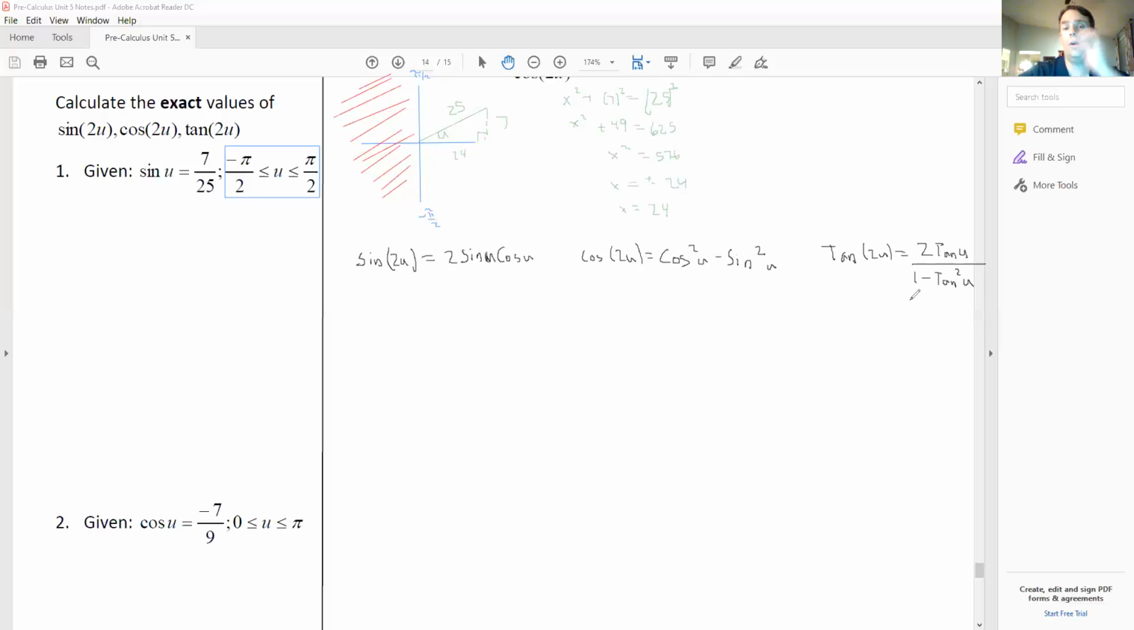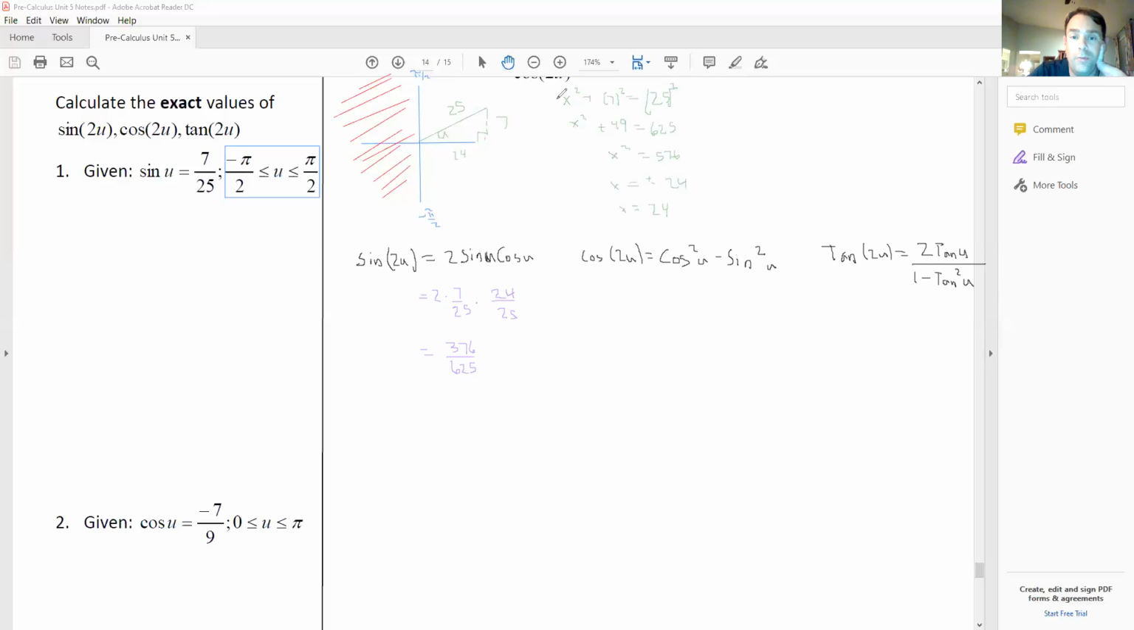So using our triangle here, now we're going to just plug in our values based upon what we see. So let's do sine first. So 2 times sine of u, that's 7 over 25. Cosine u, that's going to be 24 over 25. And when we multiply straight across, we end up with 336 over 625. 14 times 24 is 336.